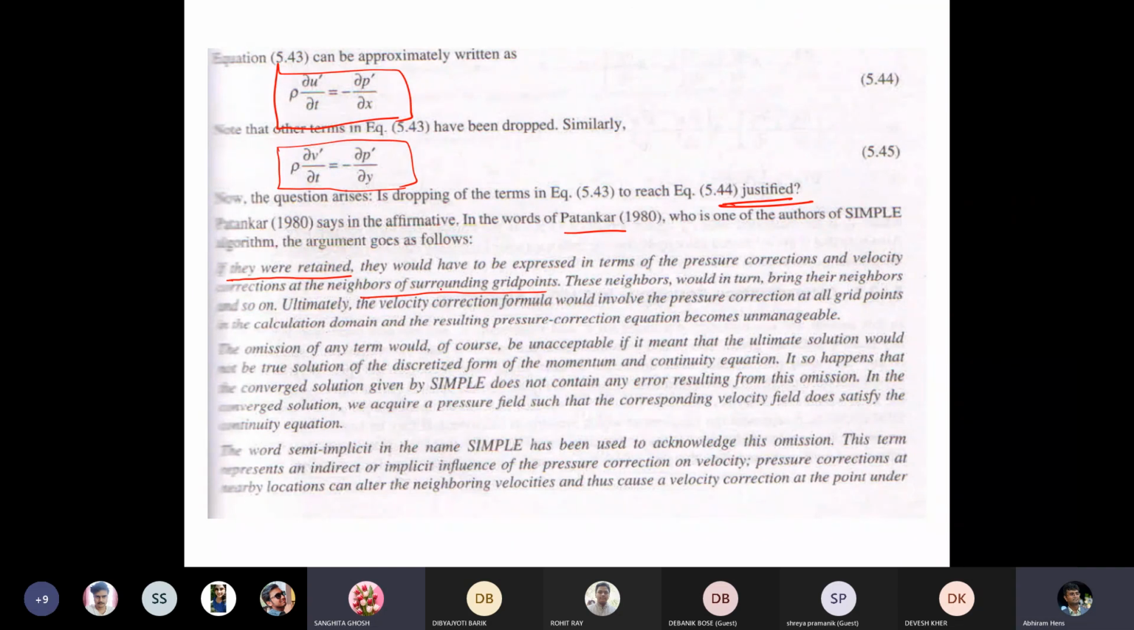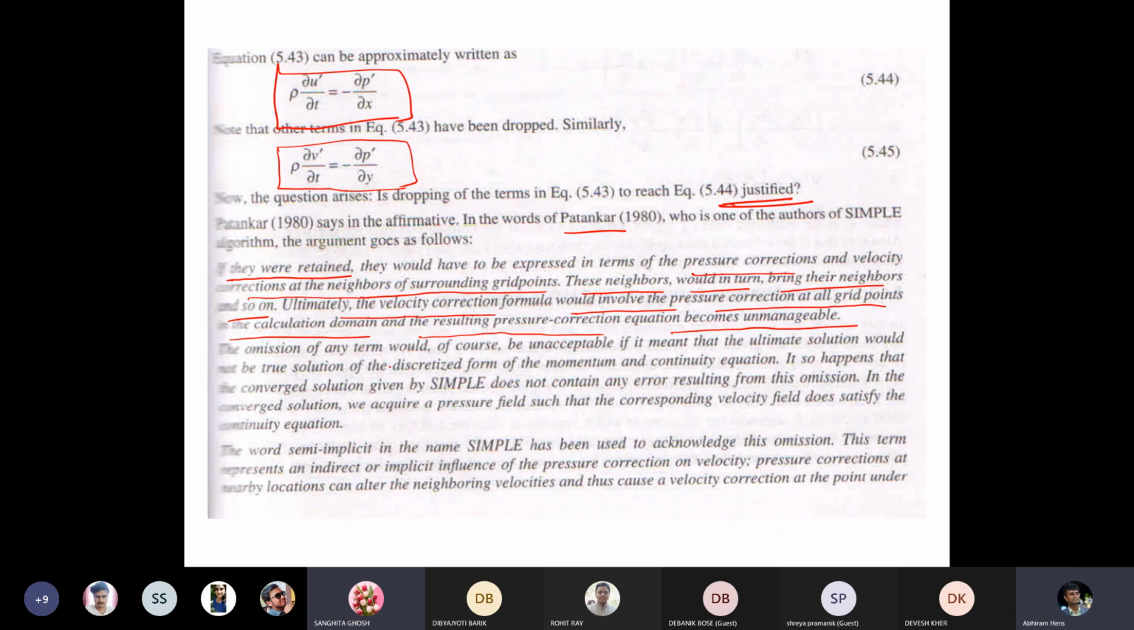So it states that if they were retained, they would have to be expressed in terms of pressure corrections and velocity corrections at the neighboring and surrounding grid points. These neighbors would in turn bring their neighbors and so on. Ultimately, the velocity correction formula would involve the pressure correction at all grid points in the calculation domain, and the resulting pressure correction equation becomes unmanageable. So if you need to do the corrections for a particular point and you need to consider all the points of the entire set, then it is a very difficult job. Computationally it may be very difficult.